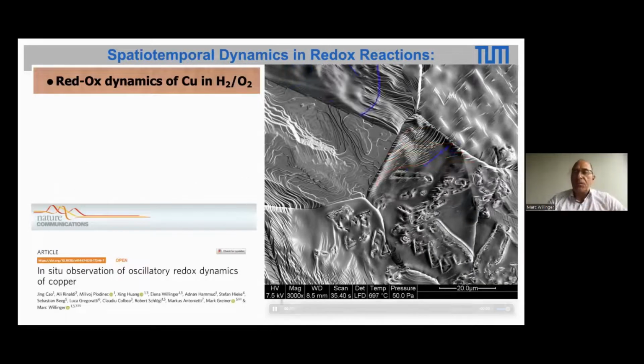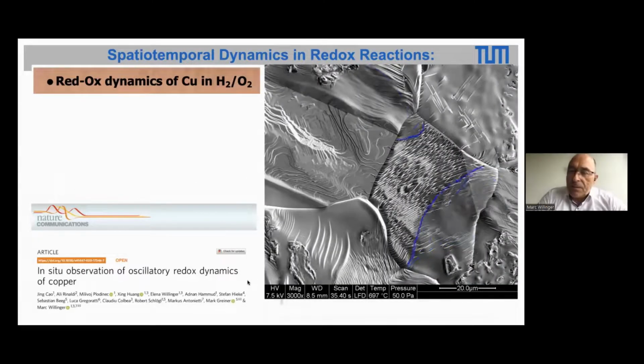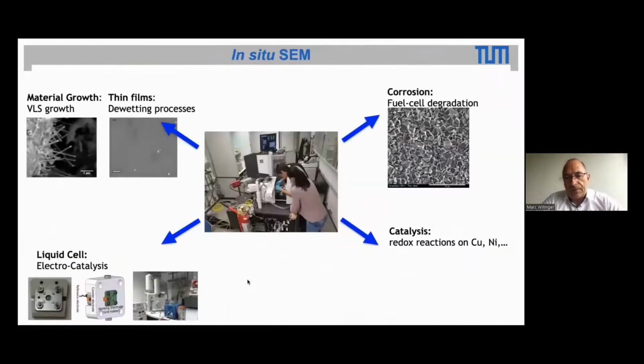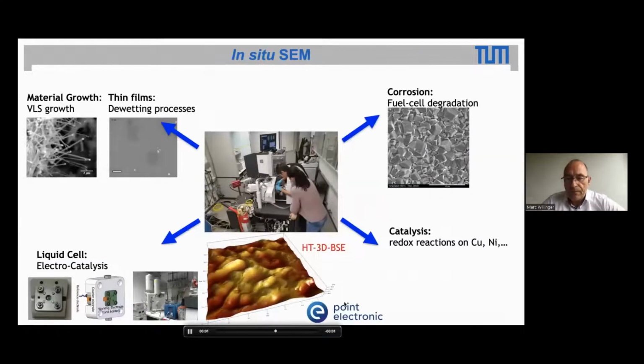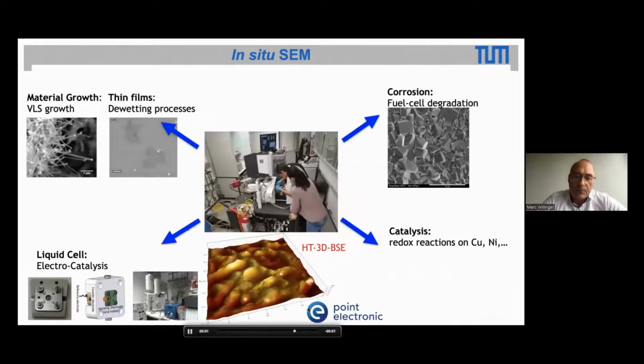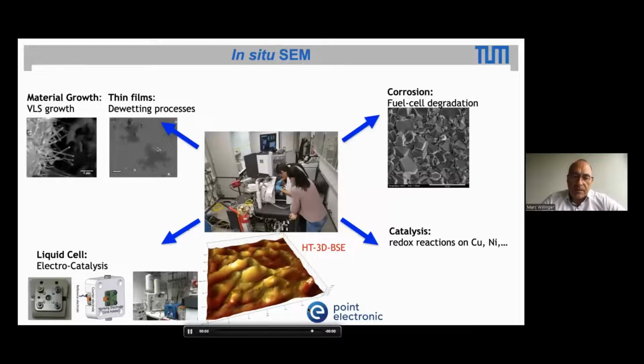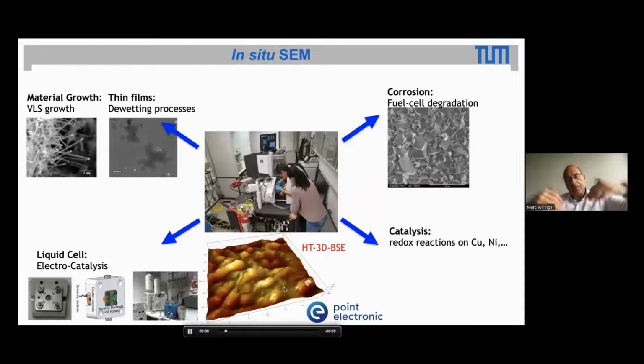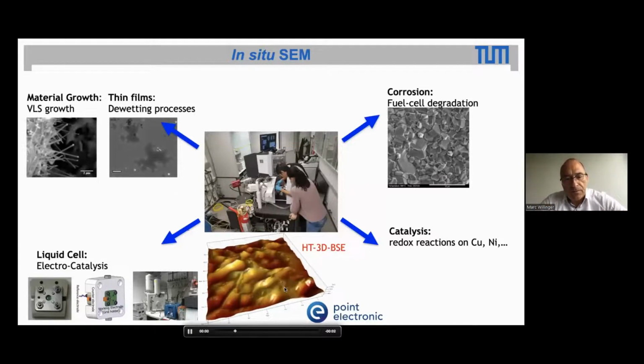So we can directly observe the surface of a metal under different gaseous environments, and we then teamed up with Point Electronics. It's a company that builds, rebuilds, refurbishes SEMs, but they also build detectors. And so they built for us a detector that allows us to do 3D imaging, even on very hot surfaces. So we are able to study surface dynamics at temperatures of up to more than 1,000 degrees. And with this special detector, we can record 3D topological images of dynamic surfaces.